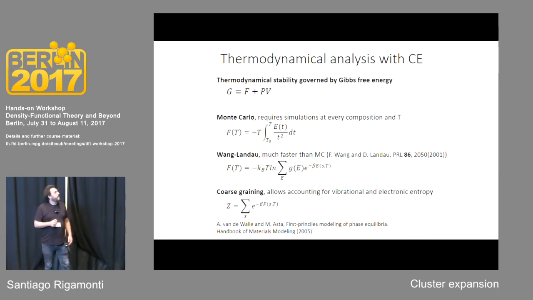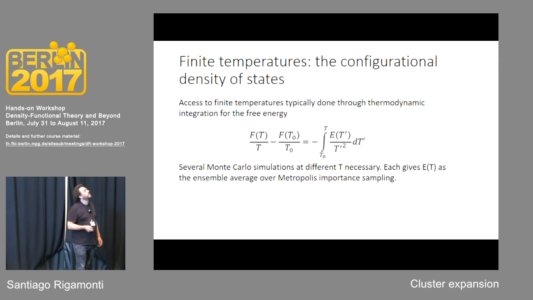Also, the question arises: here we are only accounting for configurational entropy. So what if you want to add the electronic entropy or the vibrational entropy? For that, you use a coarse graining procedure.